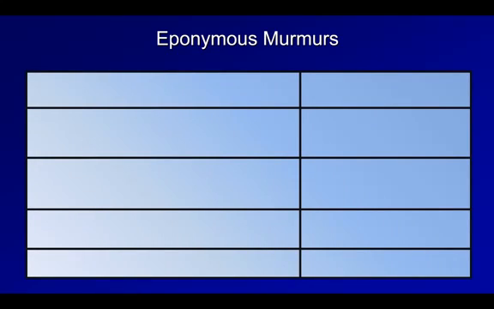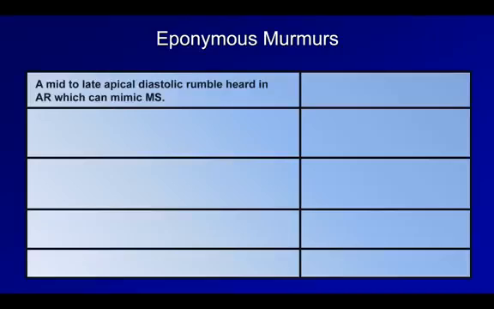So if you're still with me at this point and have made it this far, I'm going to assume you have a decent amount of interest in the cardiac exam. Therefore, I will reward you with a little cardiology trivia here, which may score some extra points on rounds. There are a number of specific heart murmurs that have been named after the clinicians who first described them. I'll go through 5 of these here. First, a mid to late apical diastolic rumble heard in aortic regurgitation, which can mimic mitral stenosis. That is the Austin-Flint murmur.